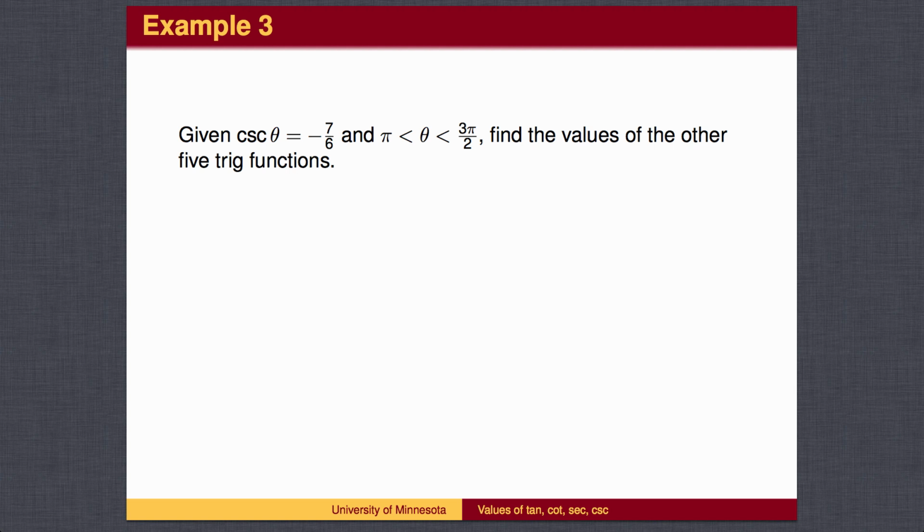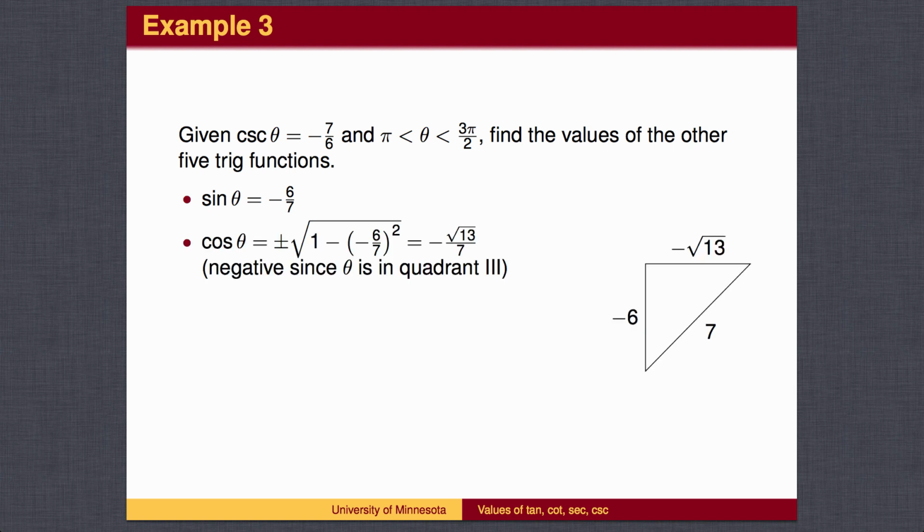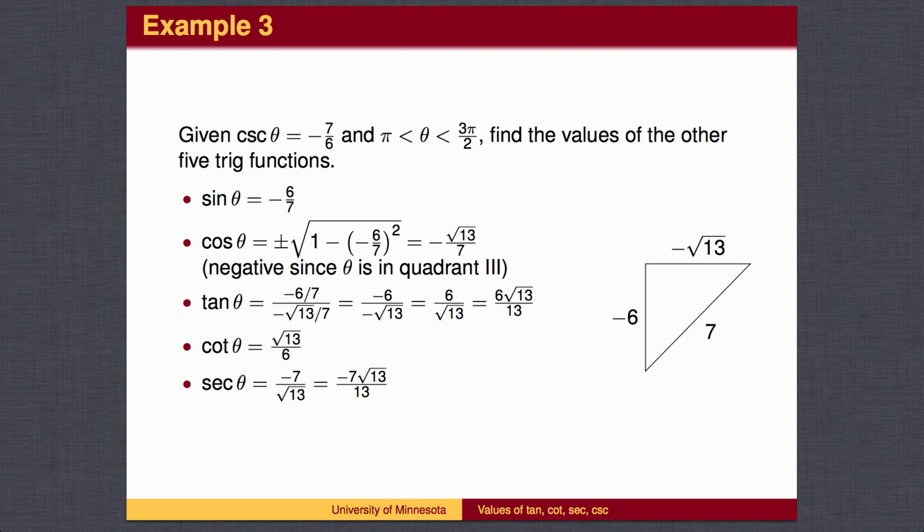We are given the cosecant value. We can first find the sine value by taking the reciprocal. We next find the cosine value by using the trig version of the Pythagorean theorem. Note that since the angle is between pi and 3π/2, we are in the 3rd quadrant, and therefore we choose the negative value. Now that we have the values for sine and cosine, we can find the value of tangent, and then take reciprocals to find the value for cotangent and secant.